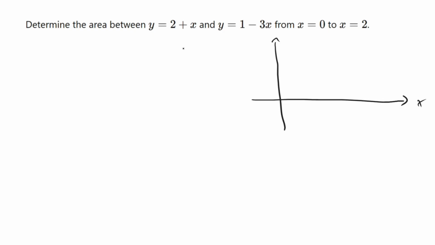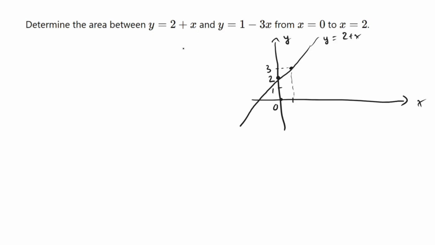So this is x, this is y, and this is 0. When x equals 0, this function is y equals 2, so the point (0, 2). So this is 2, this point. When x equals 1, y is 3. This is 3, and this is 2. So the point (1, 3). I will connect these two points, and we will have y equals 2 plus x, this line.